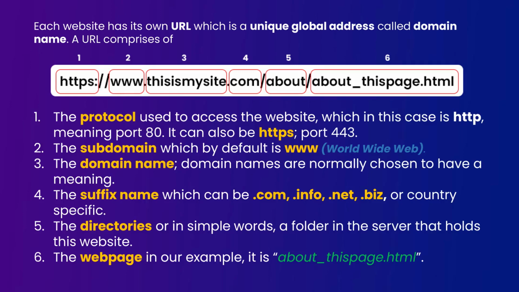This is the URL, which is a unique global address called the domain name. A URL comprises 6 parts. The first one is the protocol, used to access the website, which in this case is HTTP, meaning port 80, and it can also be HTTPS, port 443. HTTPS is more secure. You can choose either, but HTTPS, port 443, is advisable.